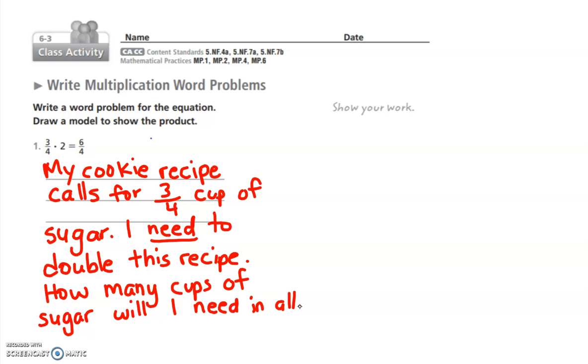So that pretty much covers it. 3/4 times 2 equals 6/4. I didn't give you the answer. Instead, I set it up for you with a question of what it is you need to solve. My cookie recipe calls for 3/4 cup of sugar. I need to double this recipe. How many cups of sugar will I need in all?